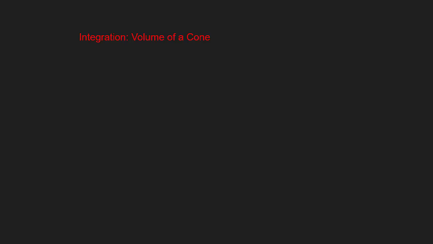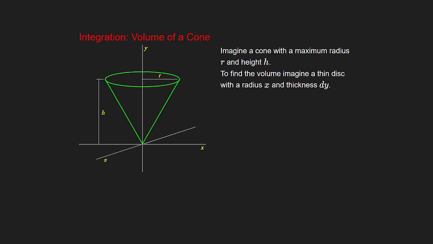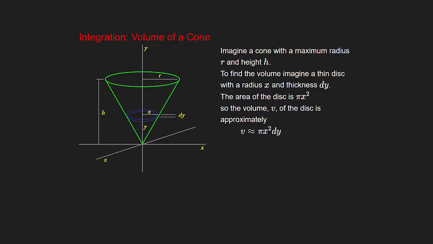In this video, we're going to calculate the volume of a cone. Imagine a cone with a maximum radius of r and a height of h. To find the volume, imagine a thin disk with radius x and thickness dy. The area of the disk is pi x squared, so the volume of the disk is approximately pi x squared dy. So that's the area times the depth.